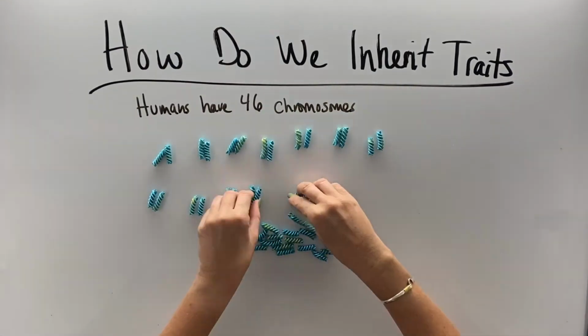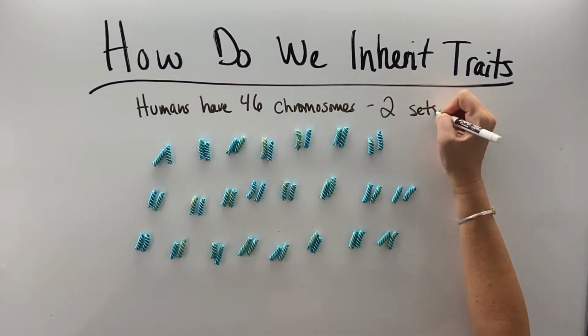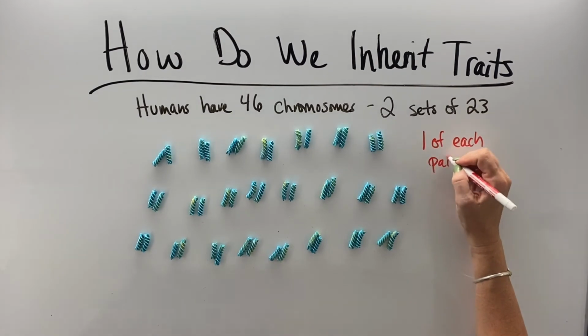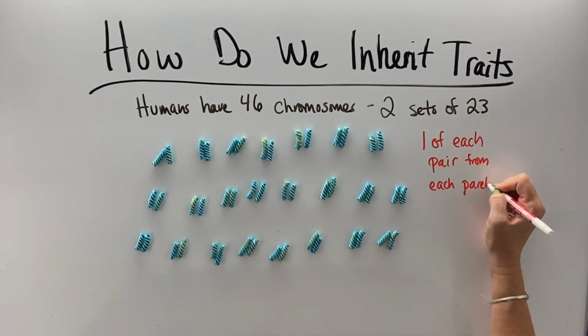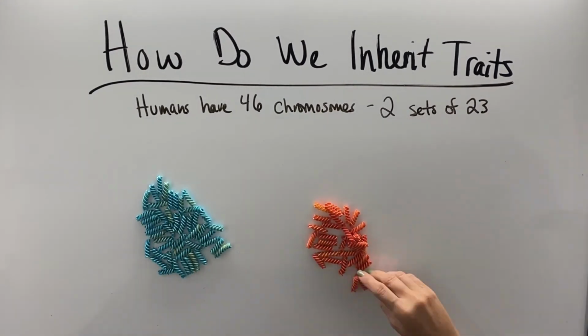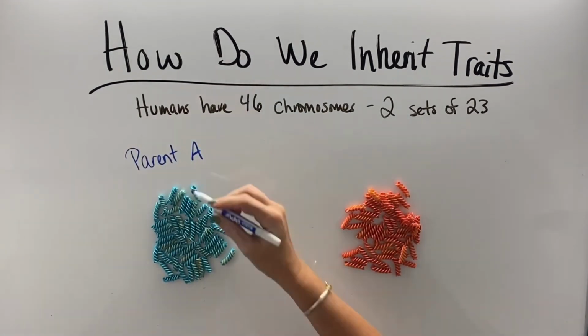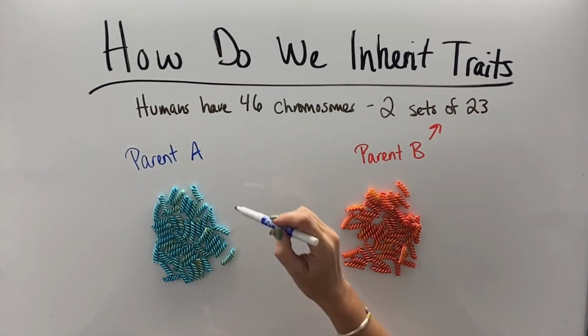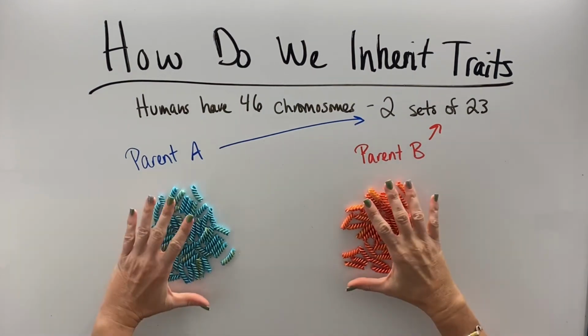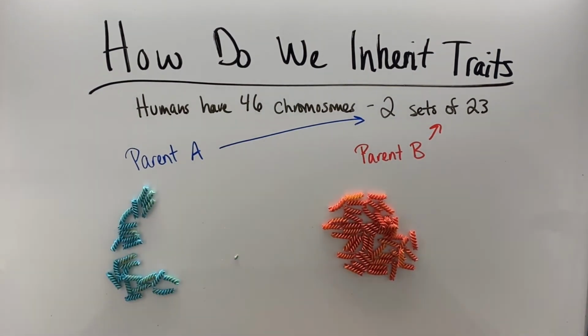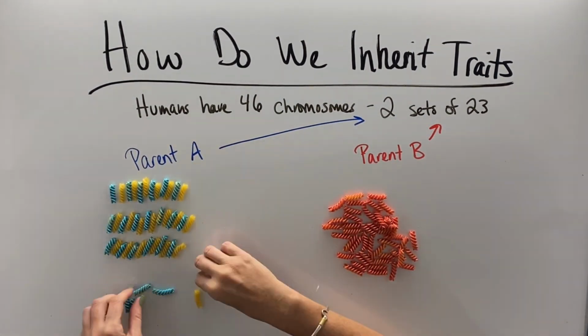The story of inheritance actually is told at the chromosomal level. Humans have 46 chromosomes, 2 sets of 23, which means they have 1 pair of each chromosome. If we have parent A and parent B, they each also have 2 sets of 23 for 46 total. But the real story here is that they got half of their DNA from their parents.